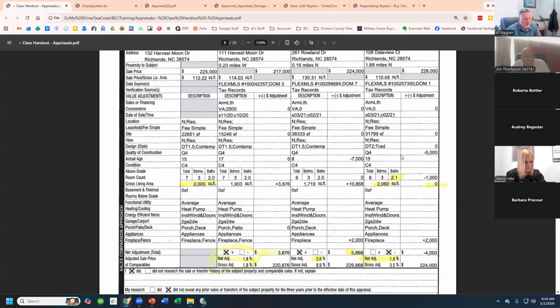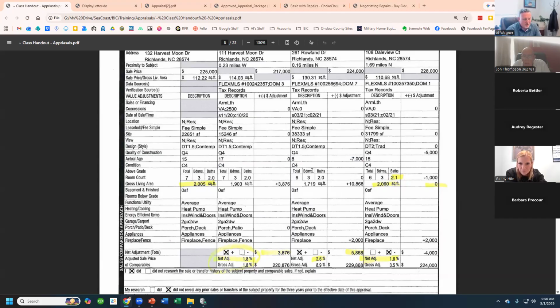This is interesting here. They made a $5,000 adjustment here for quality, but yet they rated it the same. Again, inconsistencies, right? I'm not sure without looking at the photos why they would do that, but it's interesting to see. Next section, we talk about the condition that's rated in the report above.